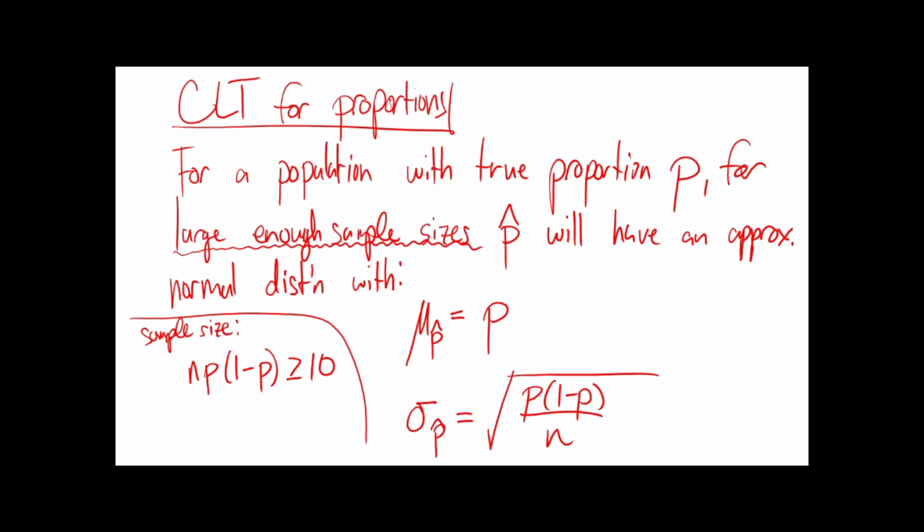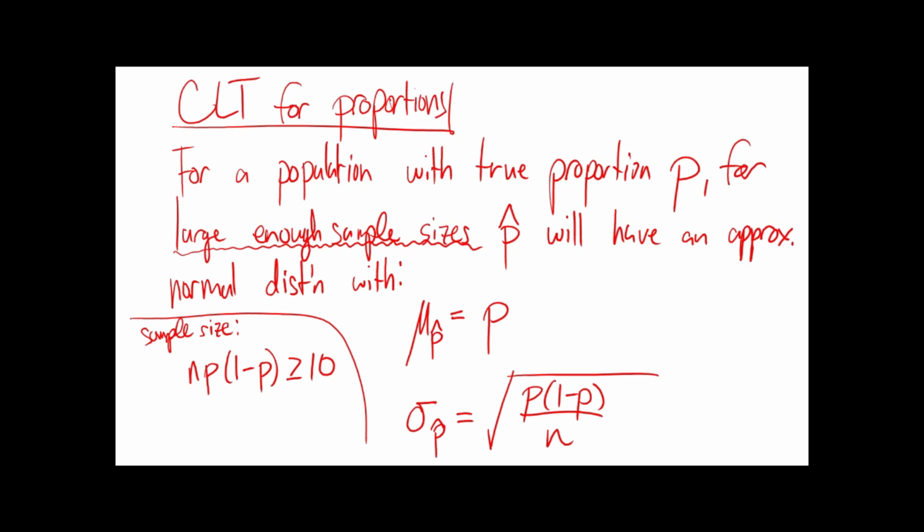Just like we arbitrarily said, if you take 30 samples, then the sample mean is about normal. That was sort of an arbitrary number that we picked by looking at a whole lot of data sets. And we said typically, as long as you take 30 samples, you're safe. Well, with proportions, typically, as long as your sample size times the proportion times 1 minus the proportion is more than 10, then you're pretty safe.